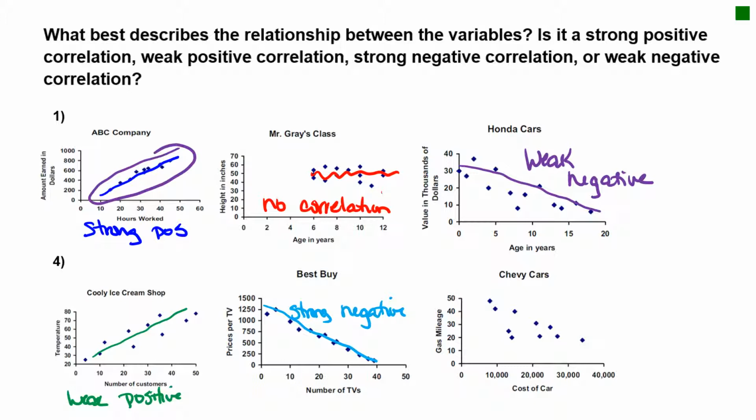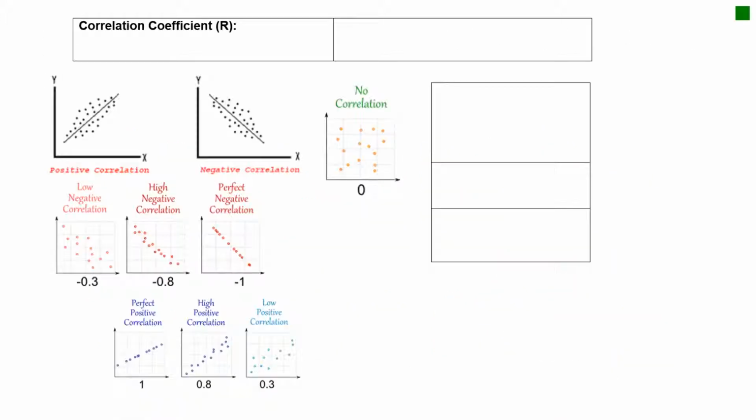Okay, what about the Chevy cars? The cost of the car and the gas mileage? It's kind of, I mean, right here I can see negative, but not really, because then I could also go this way. I would call this a weak negative. They do make a declining line, but there's just too many down below. So I would say it's a weaker negative because there's so many points far away.